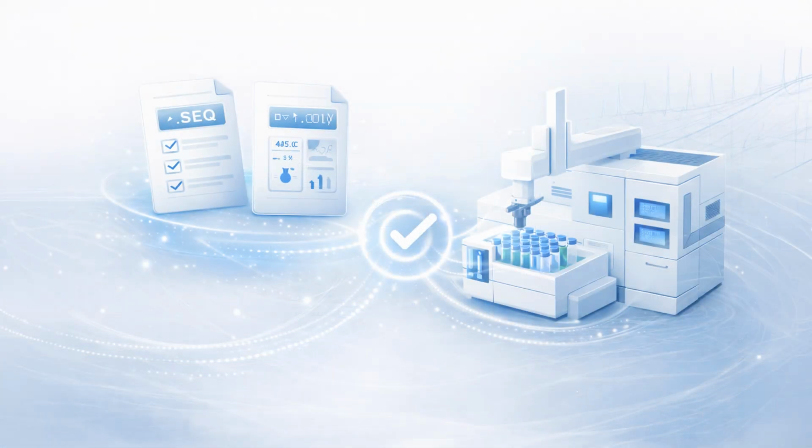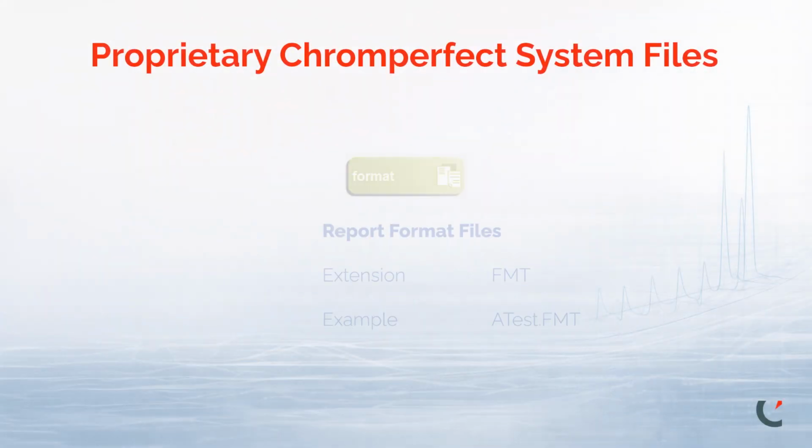Sequence files and set point files allow Chromperfect systems to be fully automated, enabling a series of analyses to be completed without human intervention when using a sample preparation device such as an autosampler. Chromperfect offers a wide range of reporting options. Each dedicated report, whether fixed or formatted, has its own configuration. This configuration is stored within a format file with the extension .fmt.